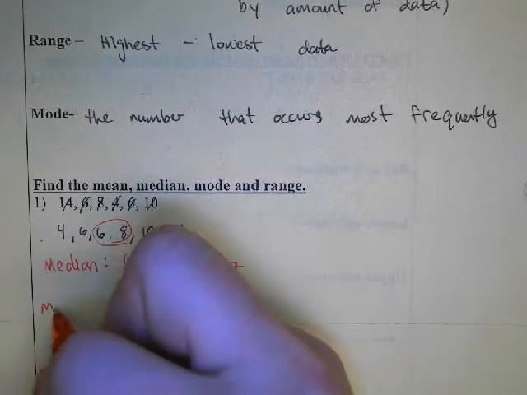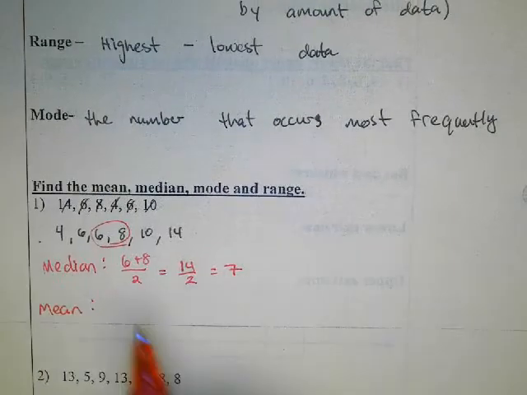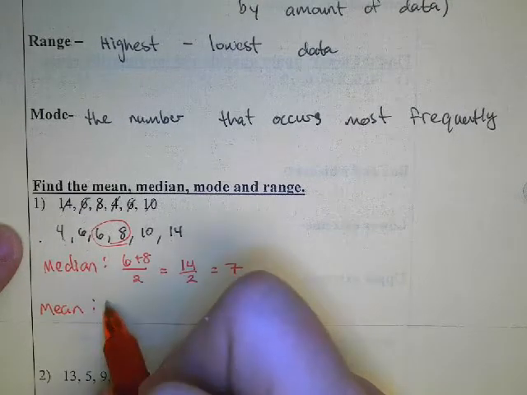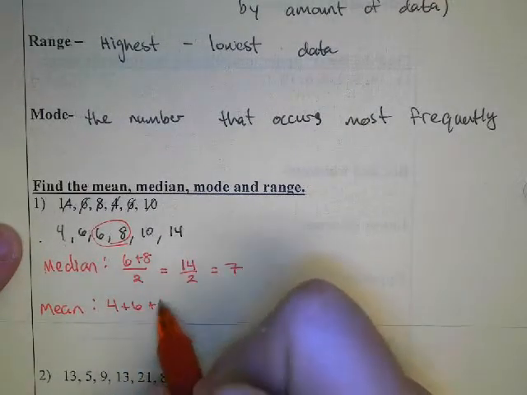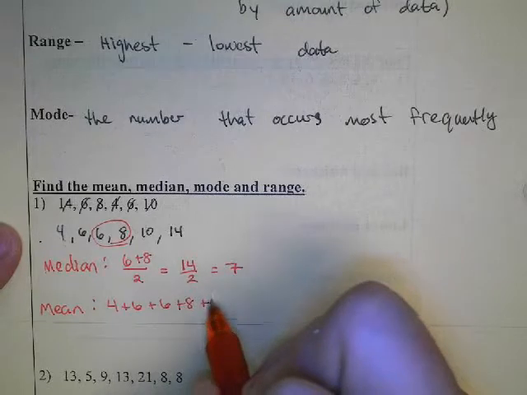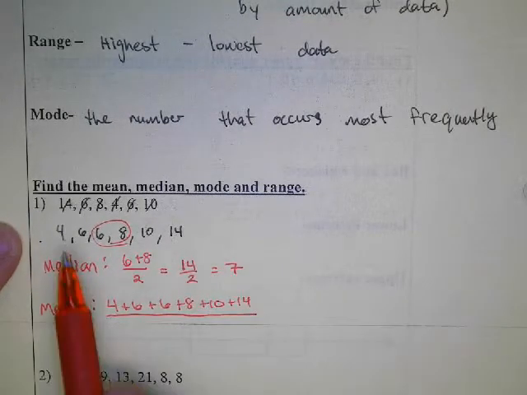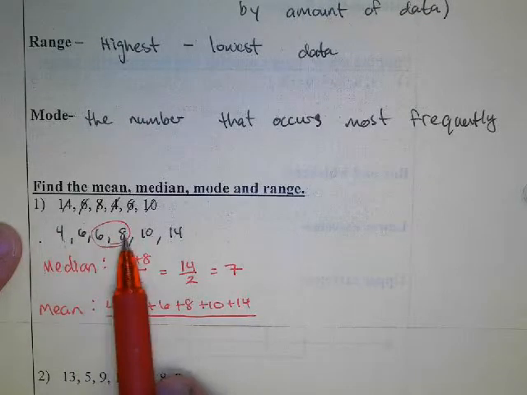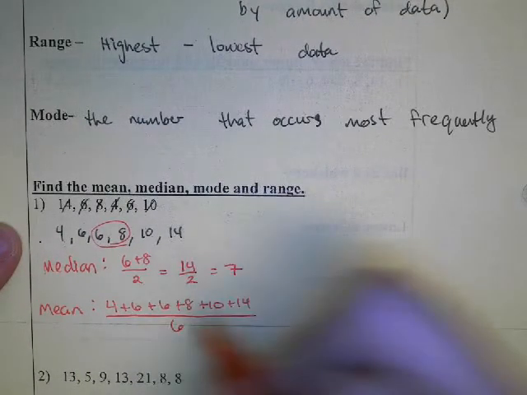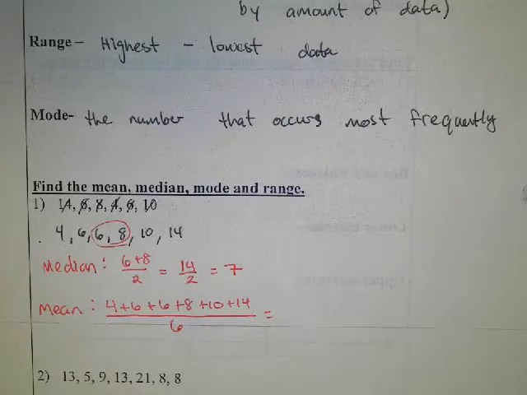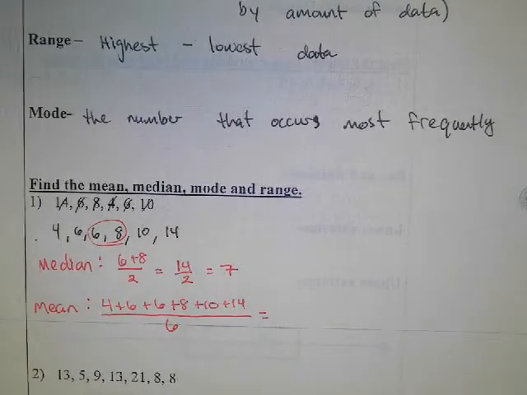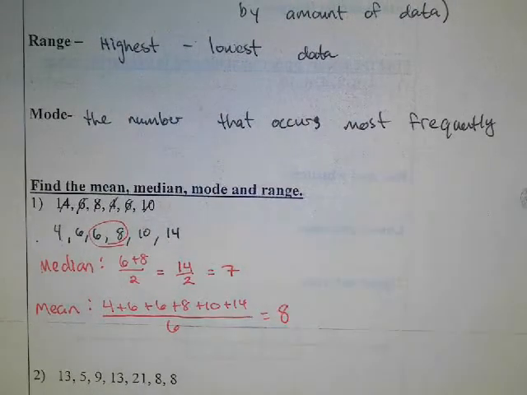My mean is the average of all the numbers. So I'll add all the numbers up: 4 plus 6 plus 6 plus 8 plus 10 plus 14. And then I'll divide by how many numbers there are: 1, 2, 3, 4, 5, 6. So I'll divide that by 6. So let's do that. We have 4 plus 6 plus 6 plus 8 plus 10 plus 14, then divide by 6, and I get the mean is 8.